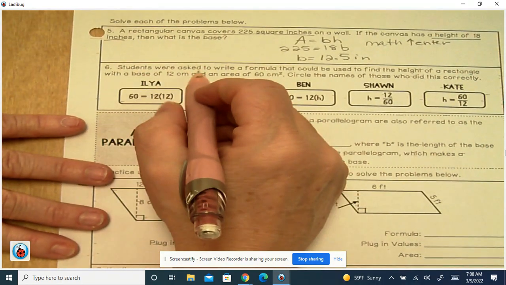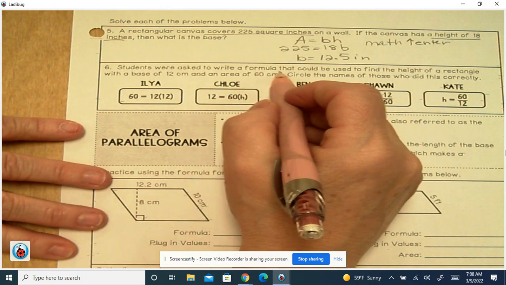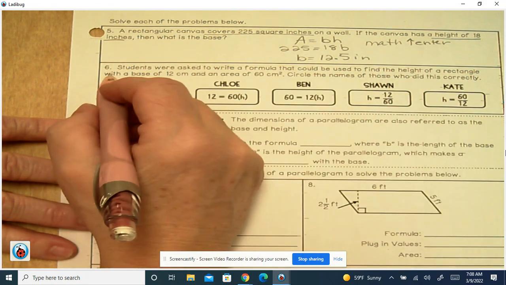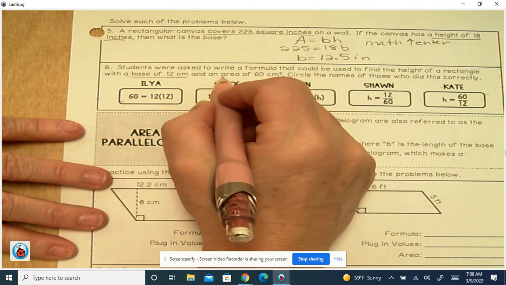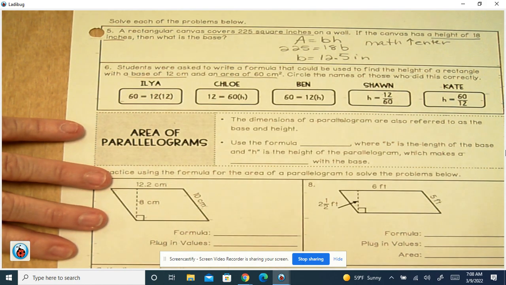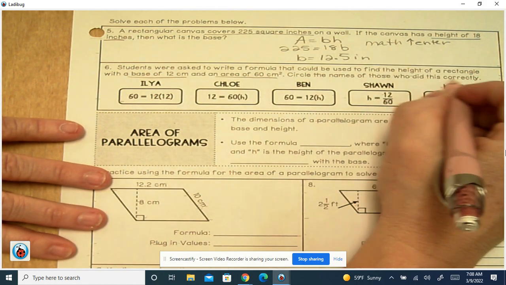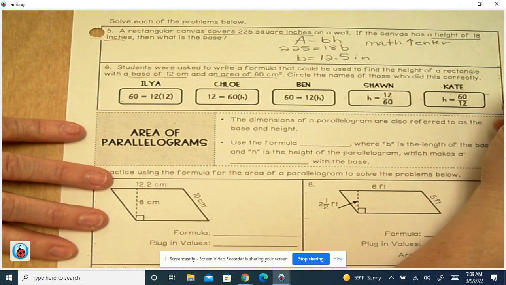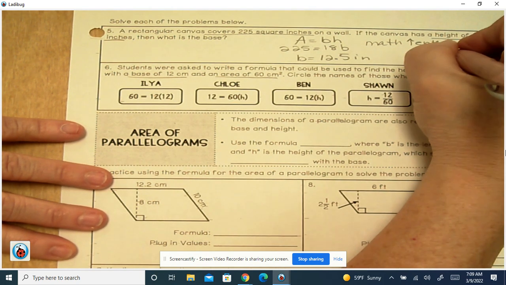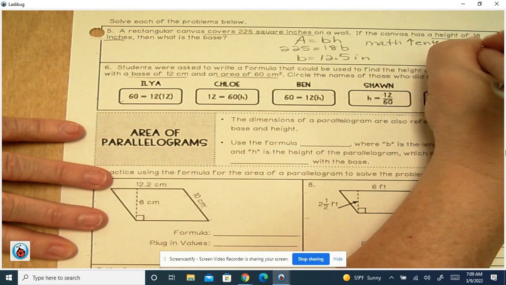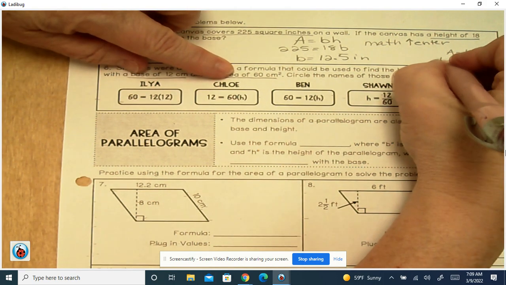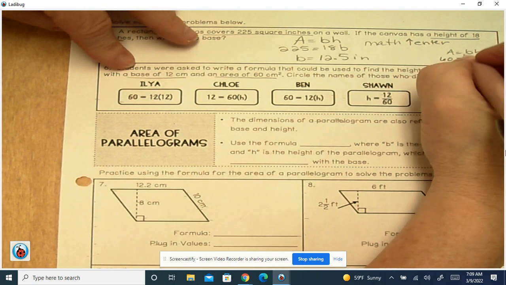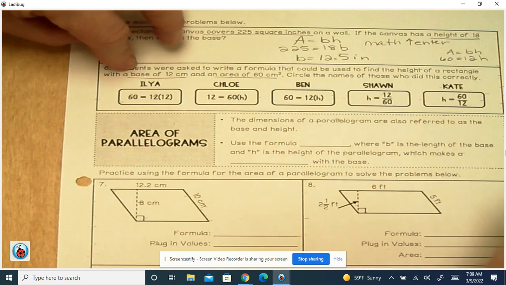Number 6, students were asked to write a formula that could be used to find the height of a rectangle with a base of 12 and an area of 60 centimeters. Circle the names of those who did this correctly. So, I'm going to put it right here where you can see it. Area equals the base times height. We've got an area of 60 and a base of 12, and we're looking for the H.